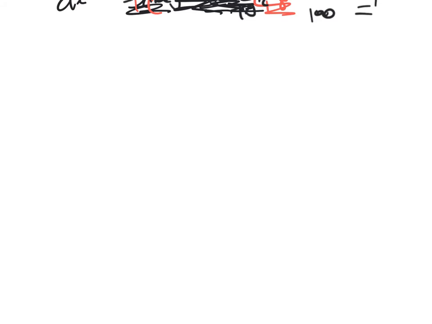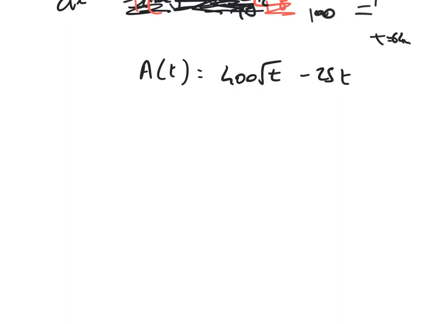Okay, next one, the amount of drug in milligrams in the bloodstream at any time t minutes after administering the drug is given by A equals 400 root t minus 25t. Find the rate of change of the drug in the bloodstream after 64 minutes.